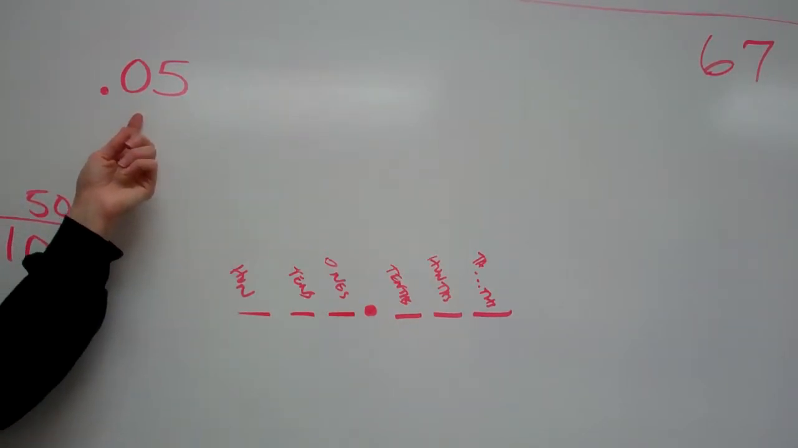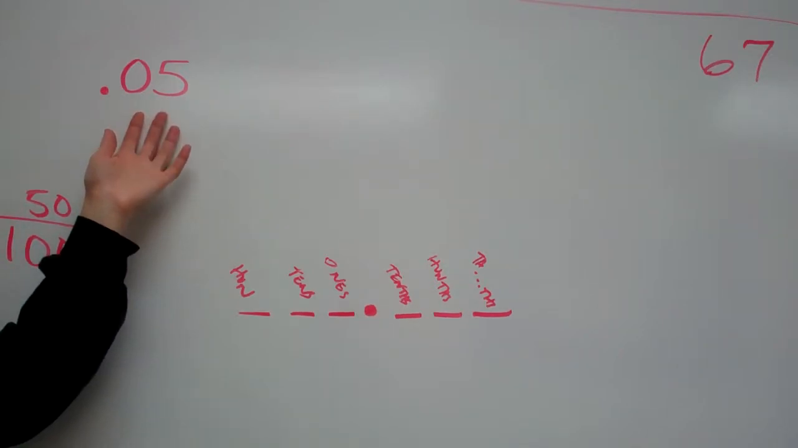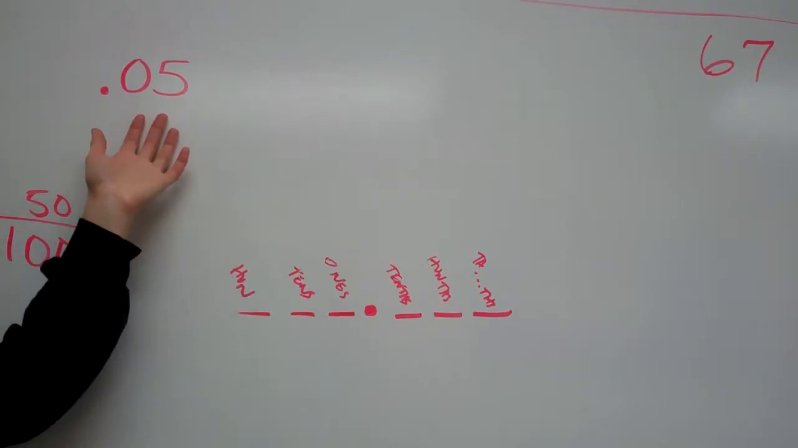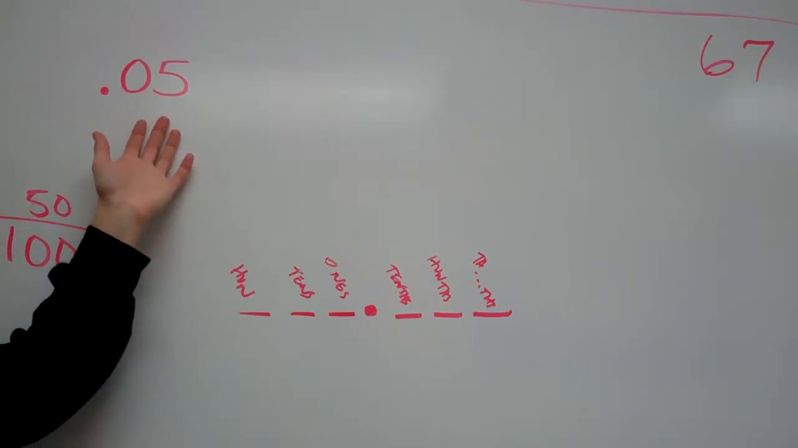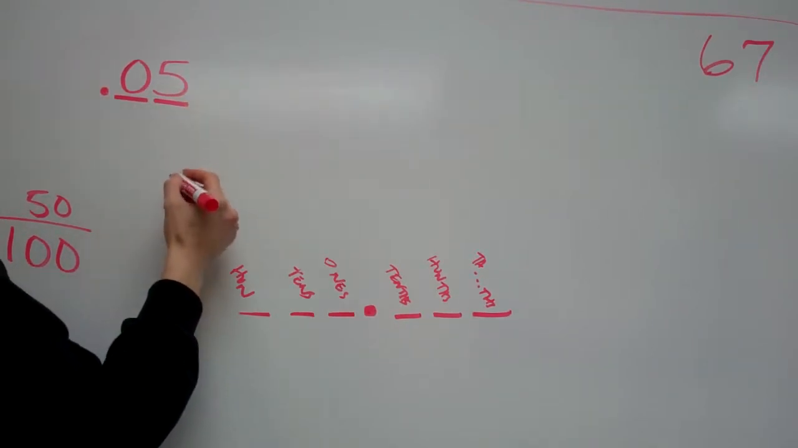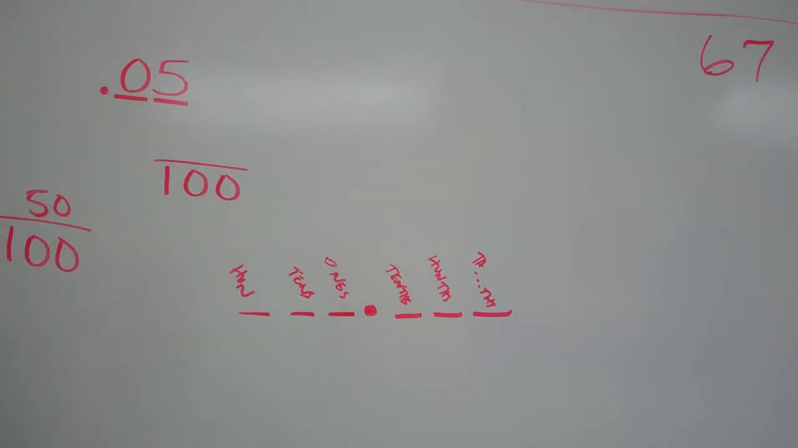Would it be 5 over 10? Close. 5 over 100. This is why: this goes tenths, and hundredths. There's a 0, so we know there's going to be 100 right there. And what number is that for real? 5. That one is hard. Okay, does everybody see how I got that?